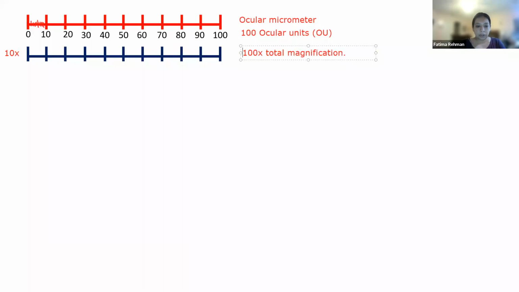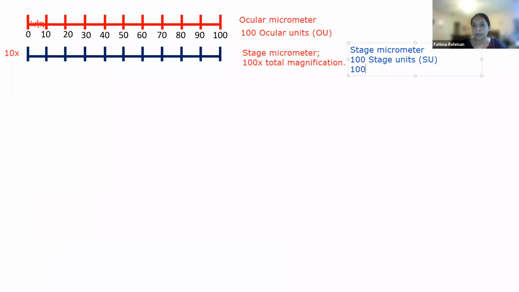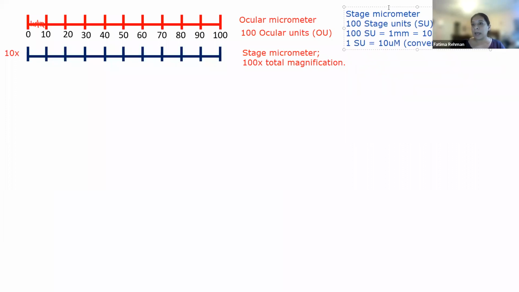Now we know that our stage micrometer is also subdivided, right? I'm going to change the color of it to blue so it keeps it constant. The stage micrometer is also subdivided into 100 stage units, SU for short. And we know that those 100 stage units are equal to 1 millimeter, which is essentially equal to 1,000 micrometer. And so if we divide both sides by 100, you will get one stage unit is equal to 10 micrometer. This is gonna be your conversion factor to use for all the calculations you need to do for calibration, okay?